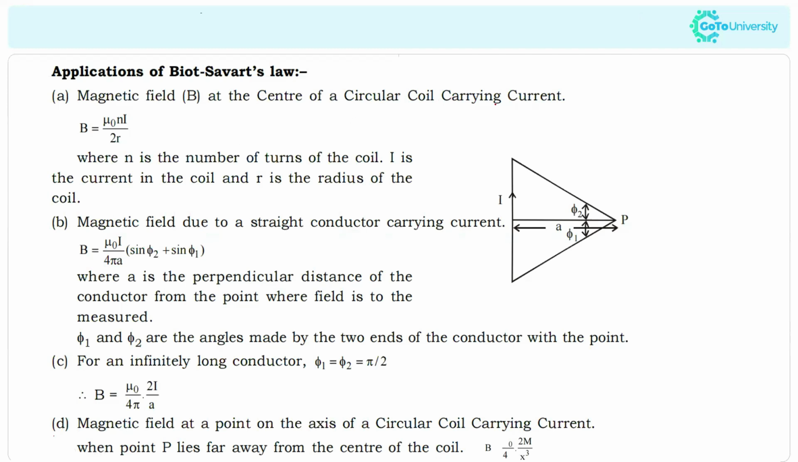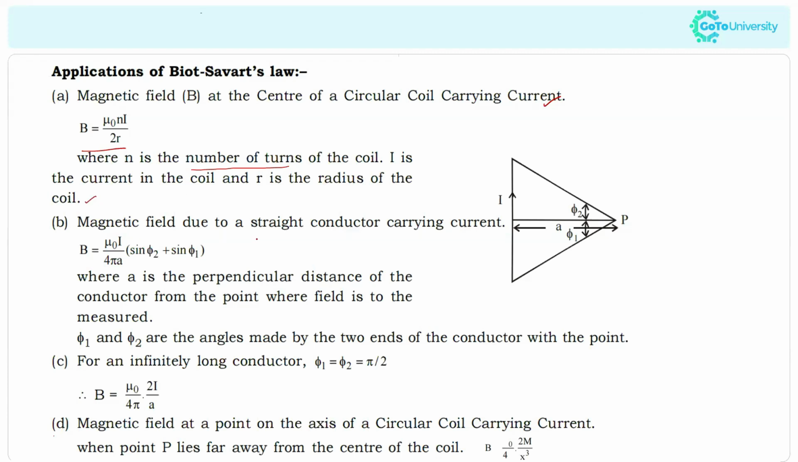Center of a circular coil carrying a current. And the formula we can use here is B is equal to mu naught N I divided by R. So mu naught is the permeability of free space, N is the number of turns of the coil, I is the current in the coil, and R is the radius of the coil.